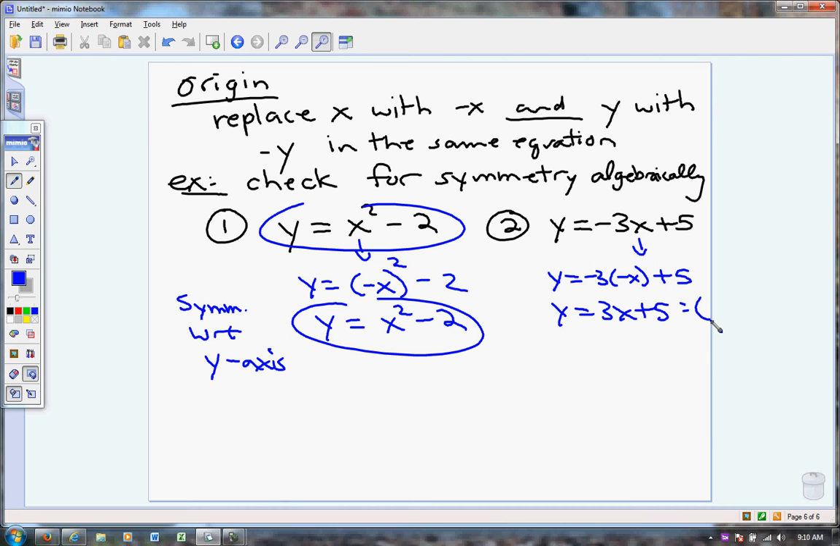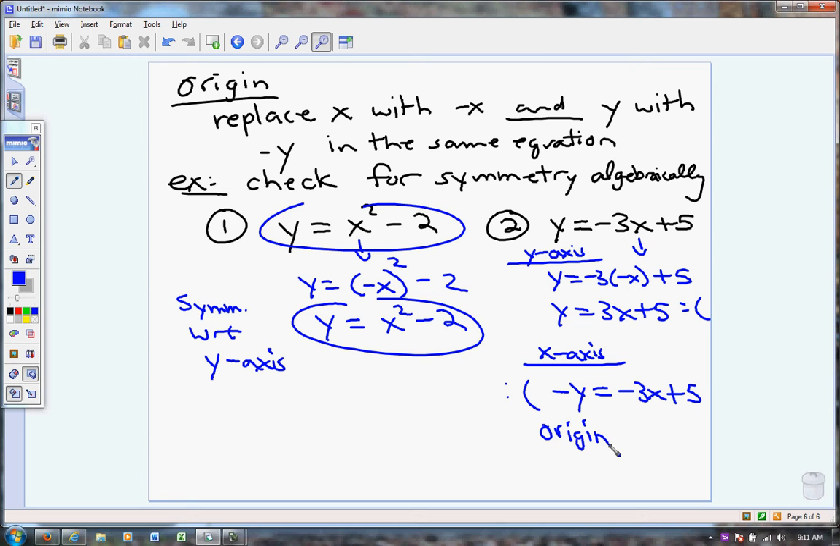Let's check for symmetry with respect to the x-axis. Well, so this was y-axis symmetry. Now let's check x-axis symmetry. Well, that test is replace the y with the negative y. That was hard. Are they the same? Nope. So, frowny face there. How about with respect to the origin? Well, you have to replace them both.